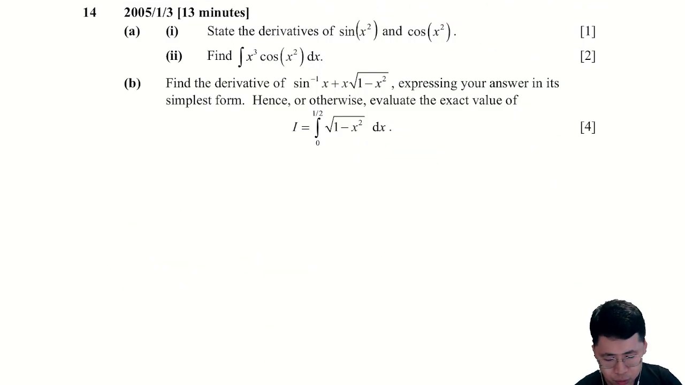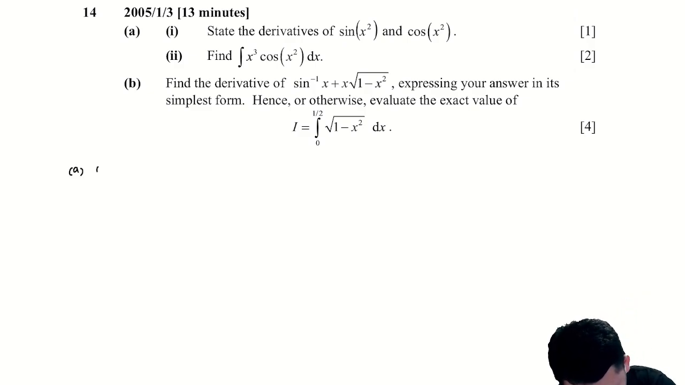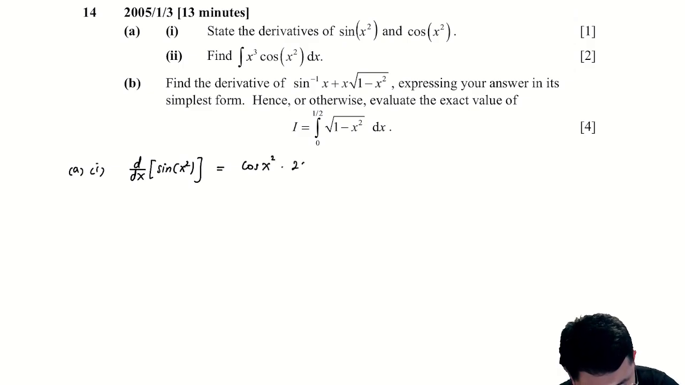Let's move on to 2005, question 14. State the derivatives of sine x squared and cos x squared. Very easy. When we differentiate the function sine of x squared, this one is mainly using the chain rule. So we have cos x squared multiplied by 2x at the back. So this one would be 2x cos x squared.